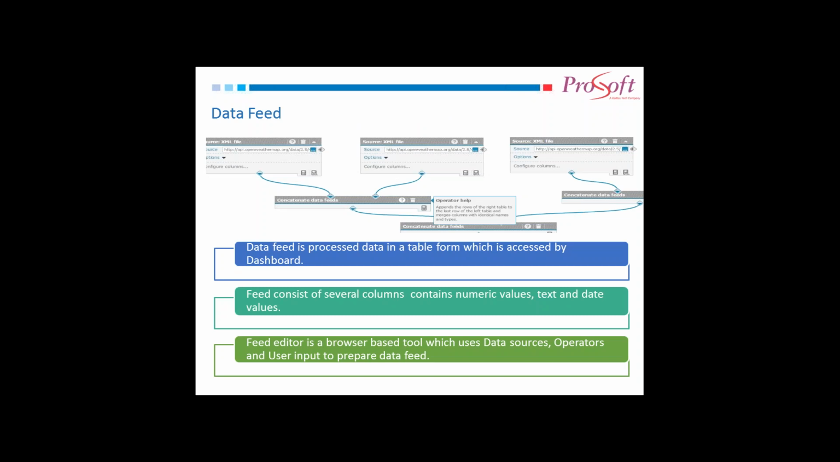So whatever data feeds we have prepared can be visualized in the dashboards as different types of charts that we require. Data feeds consist of several columns which may contain text, numeric, and date values. Feed editor is a browser-based tool which uses the data sources, operators, and user inputs to prepare the data feed. These data feeds can be prepared through the feed editor.